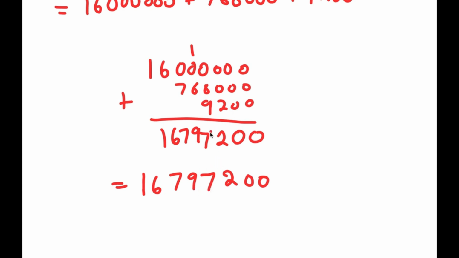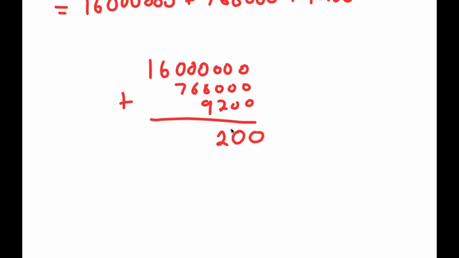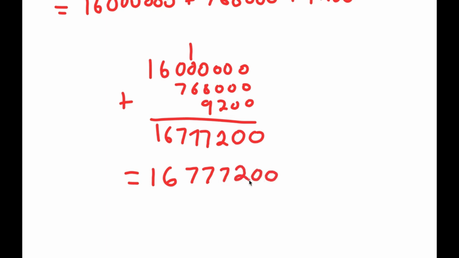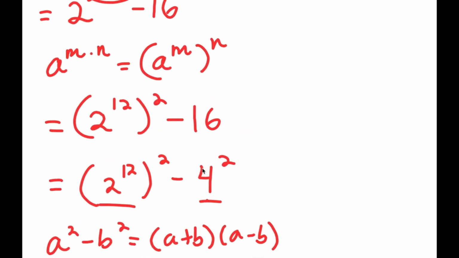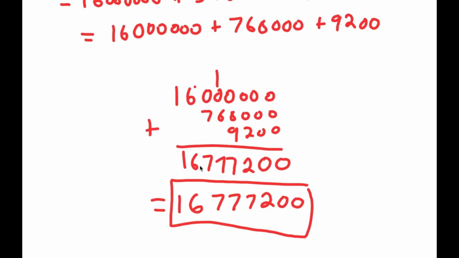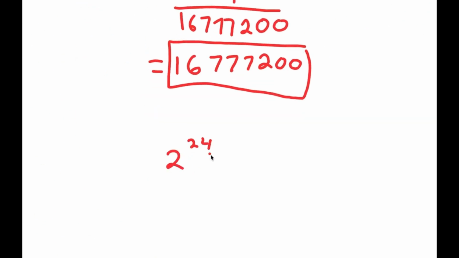Sorry, looks like I made a mistake. This is actually a 6. So this should be, carry the 1, 6 plus 1, which is 7. So I get 16,777,200. So this is my answer to 2 to the power of 24 minus 16.